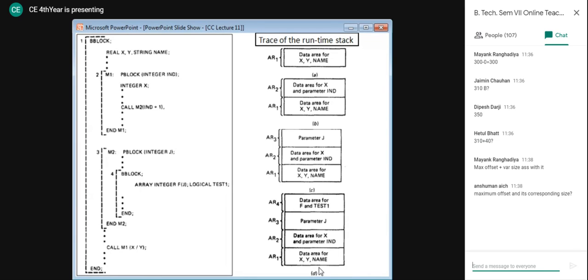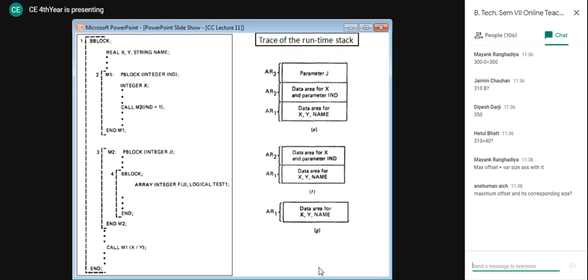Now this code is of Pascal programming. So we may find that the data type and the way it has been declared is slightly different, but it is just for example. But the way nesting is done, it is applicable to all the different type of languages. Then once we are at activation record 4, we have data area for f and test1, right? Now when all these blocks will end or when they will terminate, what will be the case?